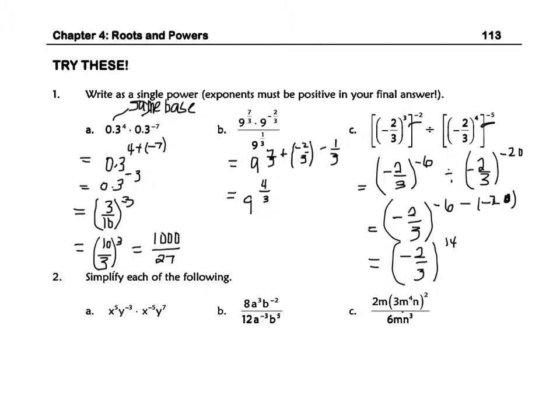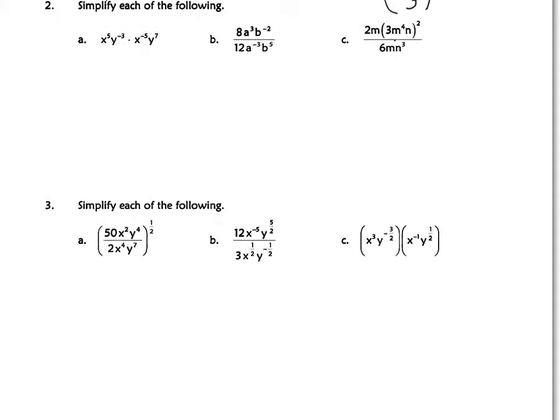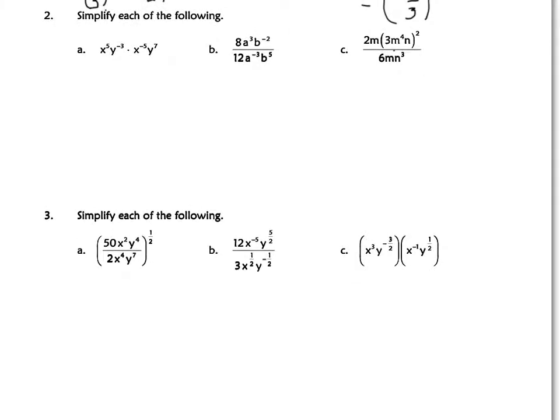Okay, question 2 asks you to simplify each of these expressions. So the first one, I would just put my like power terms together, my two power terms with the same base, so it would be x to the 5 plus a negative 5, or 5 minus 5, and y to the negative 3 plus 7. So that's going to be x to the 5 minus 5, which is 0, y to the 4. And that x to the 0 would become 1 times y to the 4, which would just be y to the 4.